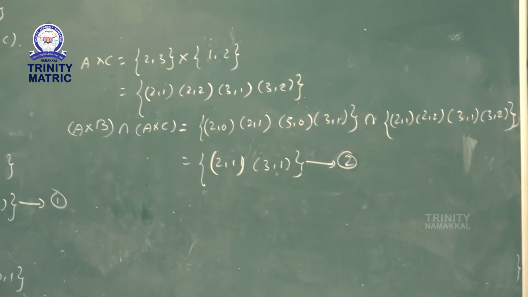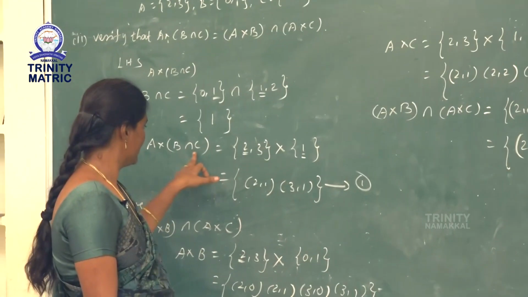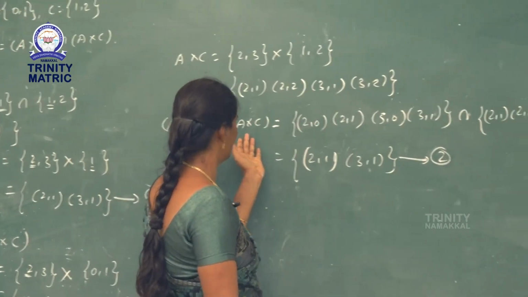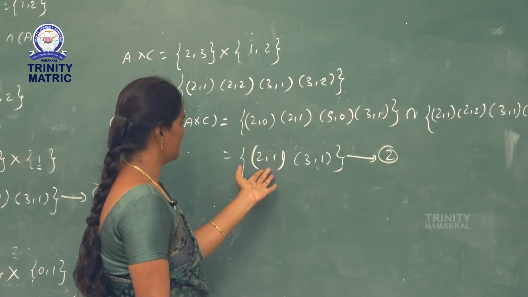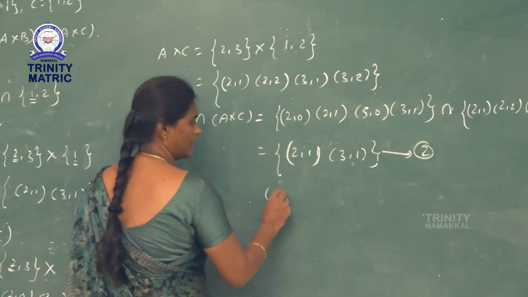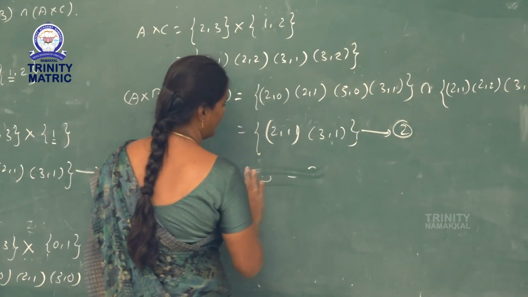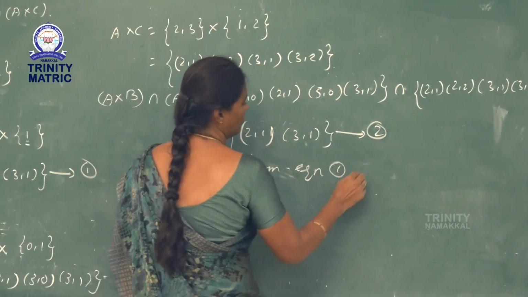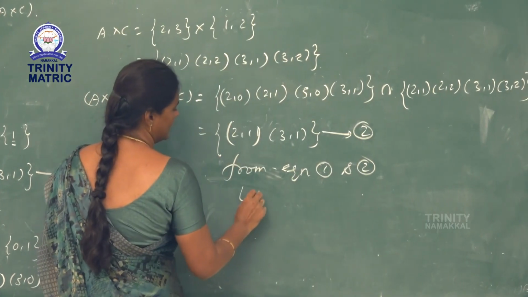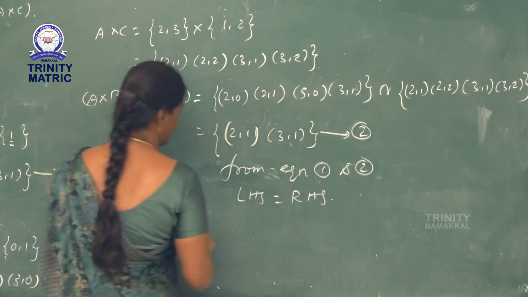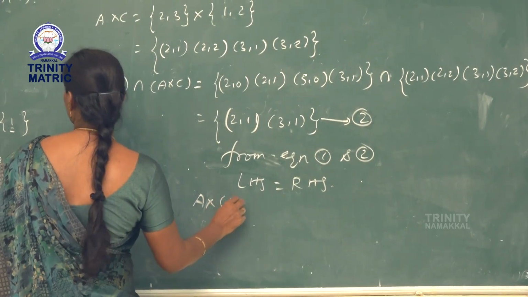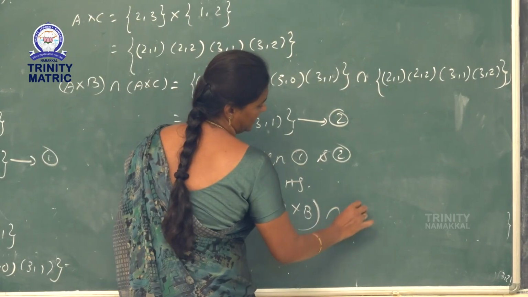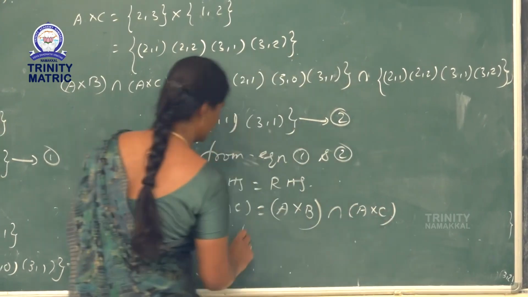See here, in the first equation the left side, A cross B intersection C, is 2 comma 1 and 3 comma 1. The right hand side, A cross B intersection A cross C, is also 2 comma 1 and 3 comma 1. So from equation 1 and 2, LHS equals RHS, that is A cross B intersection C is equal to A cross B intersection A cross C, hence verified.